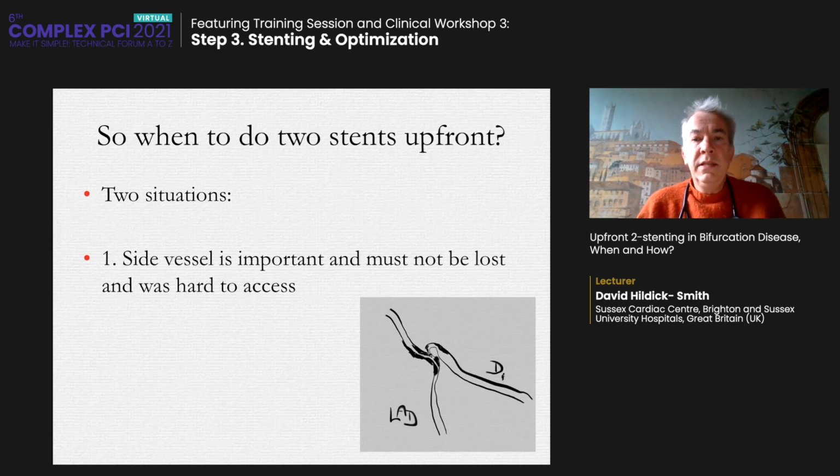So you would, in this setting, stent with your chosen technique, be it culotte, this is suitable for mini culotte, crush, TAP, etc. There are different techniques. TAP would turn into culotte, into mini crush in this setting. So that's one situation where the side vessel is very important, mustn't be lost, and is very hard to wire.